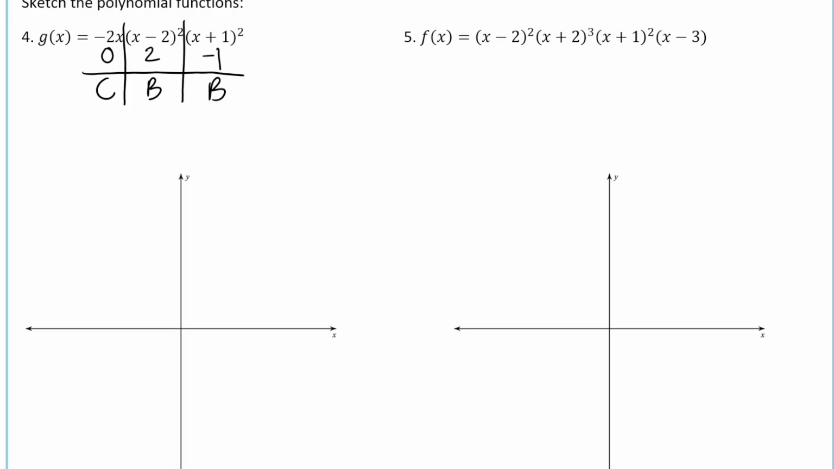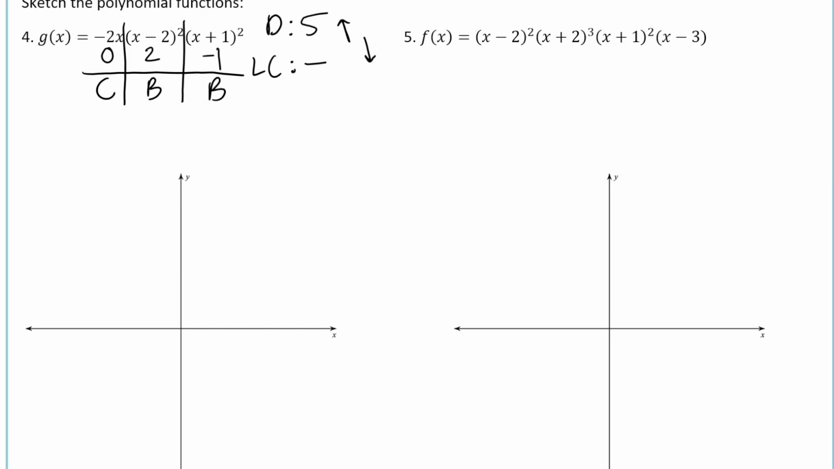Let's go ahead and sketch our end behavior. The degree of this function is 1, 2, 3, 4, 5 if I add all the exponents together. And the leading coefficient is negative. Okay, so odd means opposite directions, negative means my lines have a negative slope. So it should look something like that. Okay, time to put it all together.